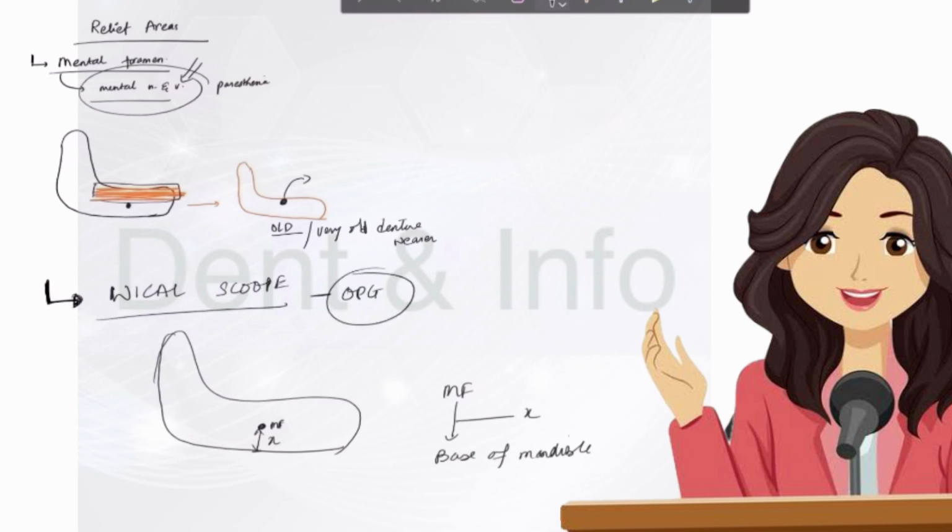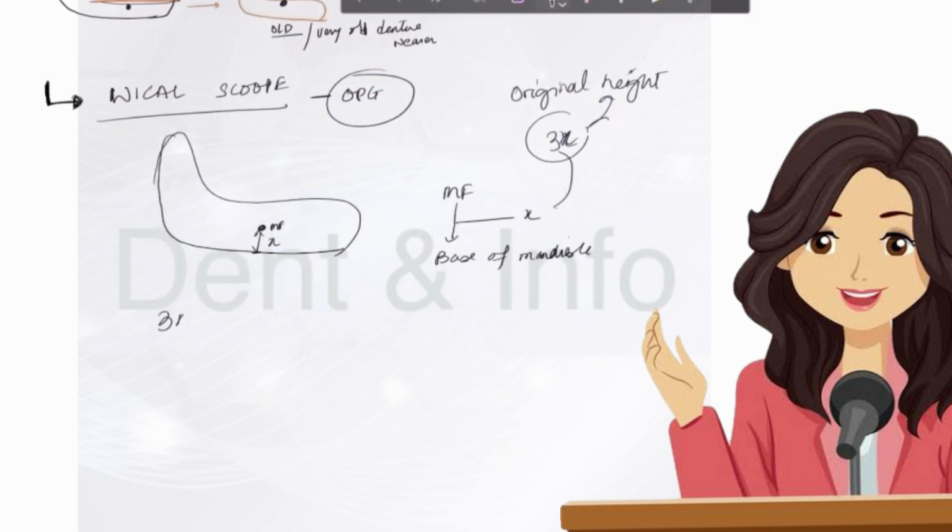You identify it on an OPG, right? This technique is done on an OPG. Multiply it by 3 times and that is your original height of mandible, original before your residual ridge resorption started. 3x is your original height. So I'll write it down: 3x will be your original height of mandible. This is a study done by Vikal and Scoop.